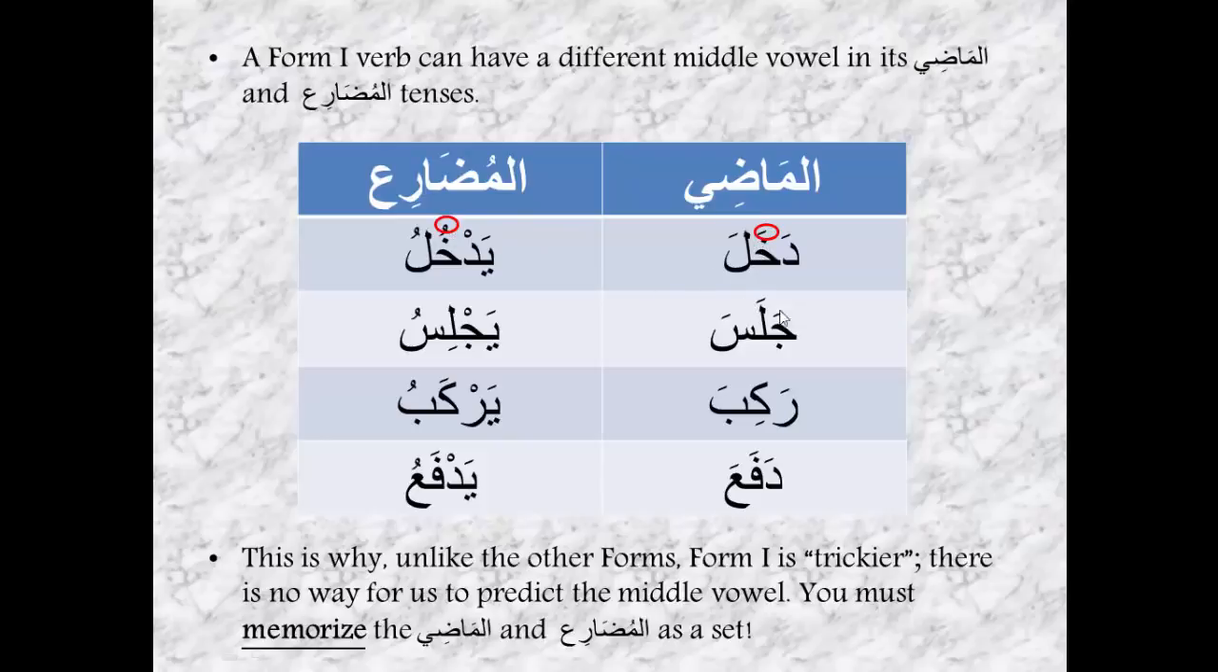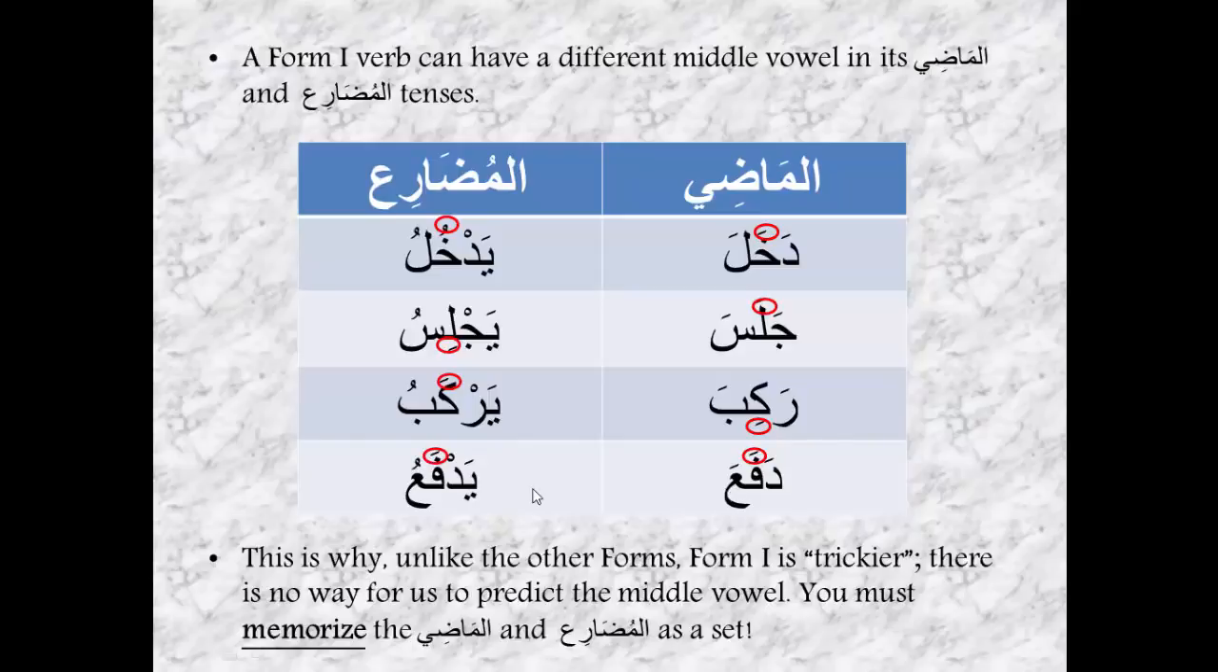Example number 2, jalasa, which means he sat, has a fatha on top of the middle root letter, but that changes into a kasra when we go to mudari'. Yajlisu, jalasa yajlisu. Rakiba has a kasra that changes into a fatha, yarkabu. Dafa'a yadfa'u. So in this case, the fatha is conserved. It's the same both in the past tense and in the present tense.